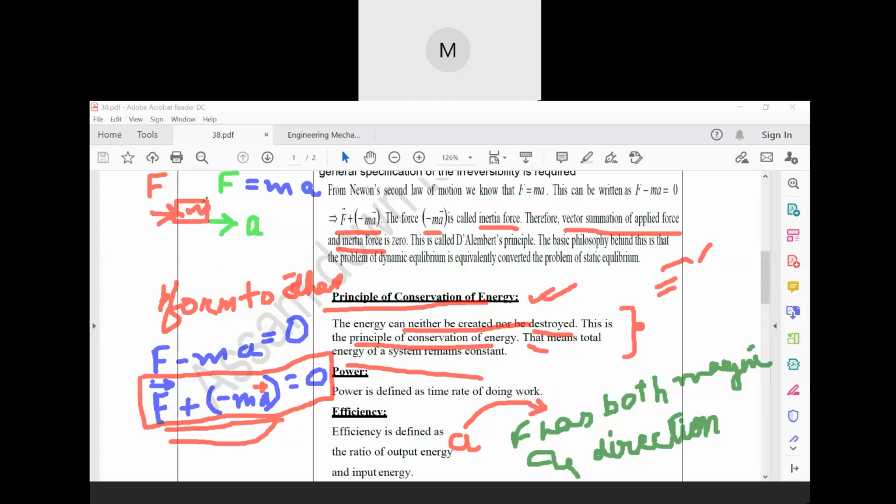Because F equals ma, you know, F equals ma, right? Okay, fine, sir. So if F equals ma, then bring the ma to this side, and eventually you can write it as F minus ma, and this will be equal to what? 0, right? That's it.